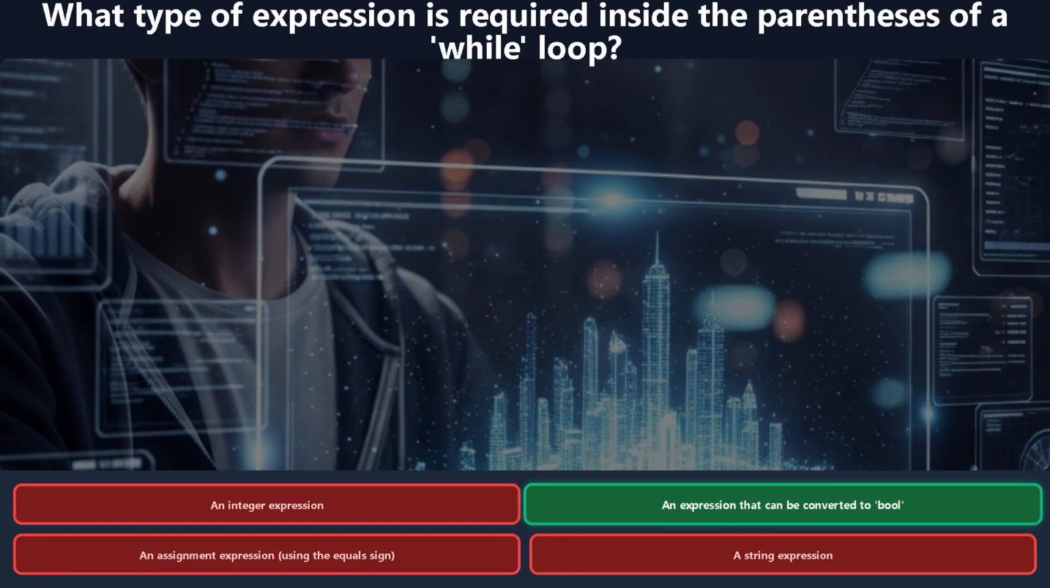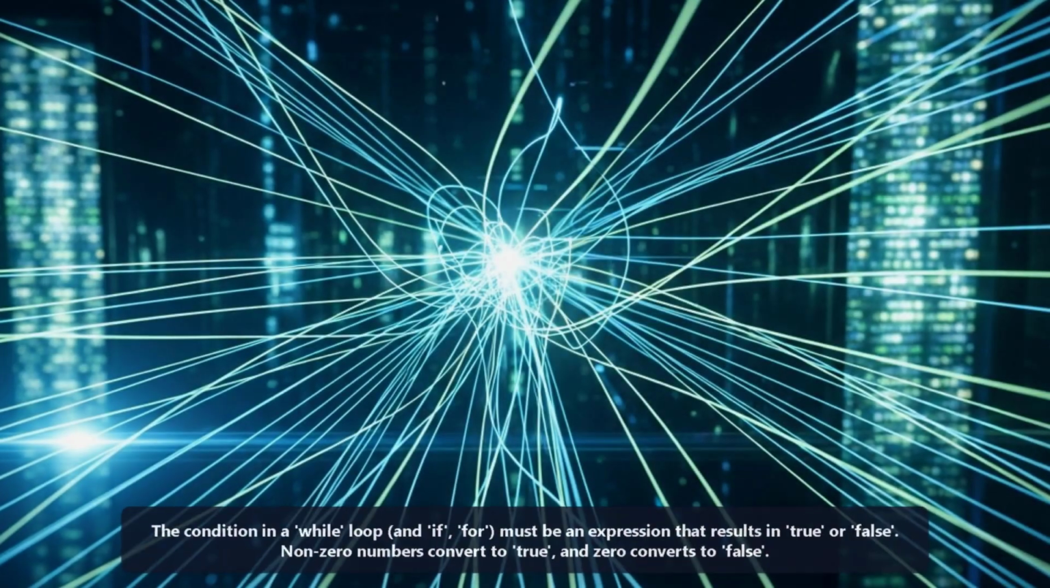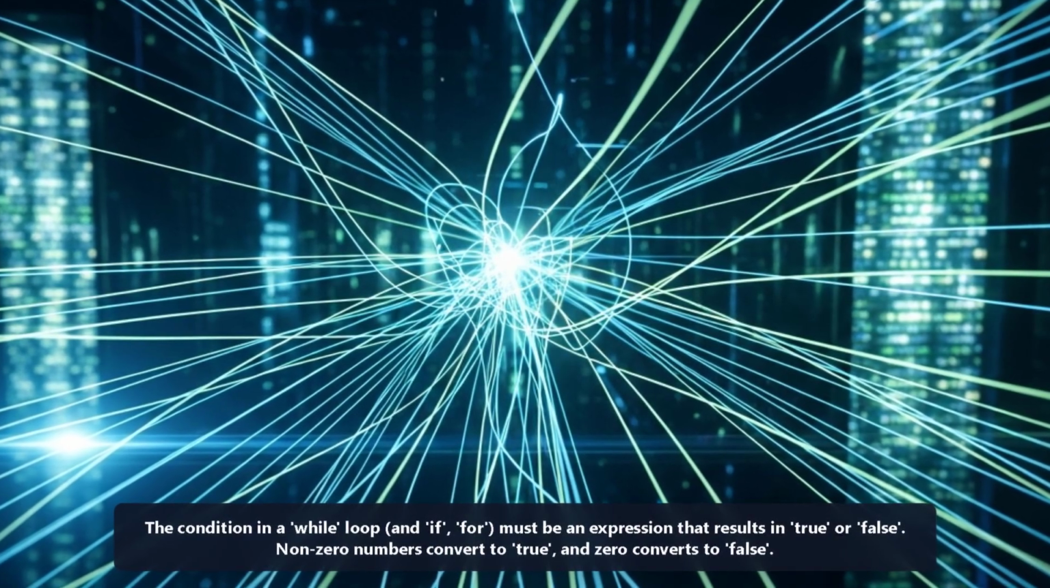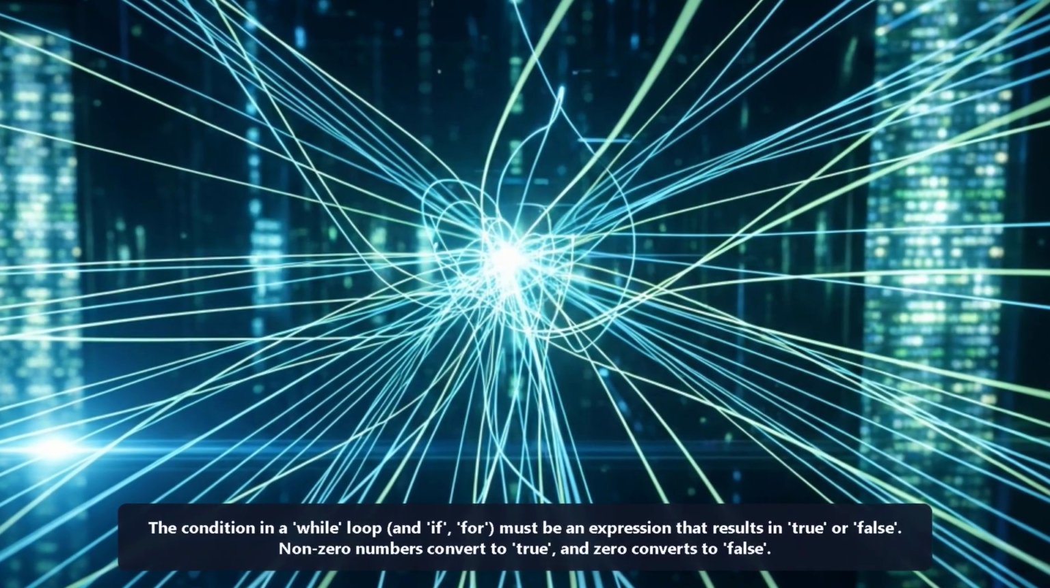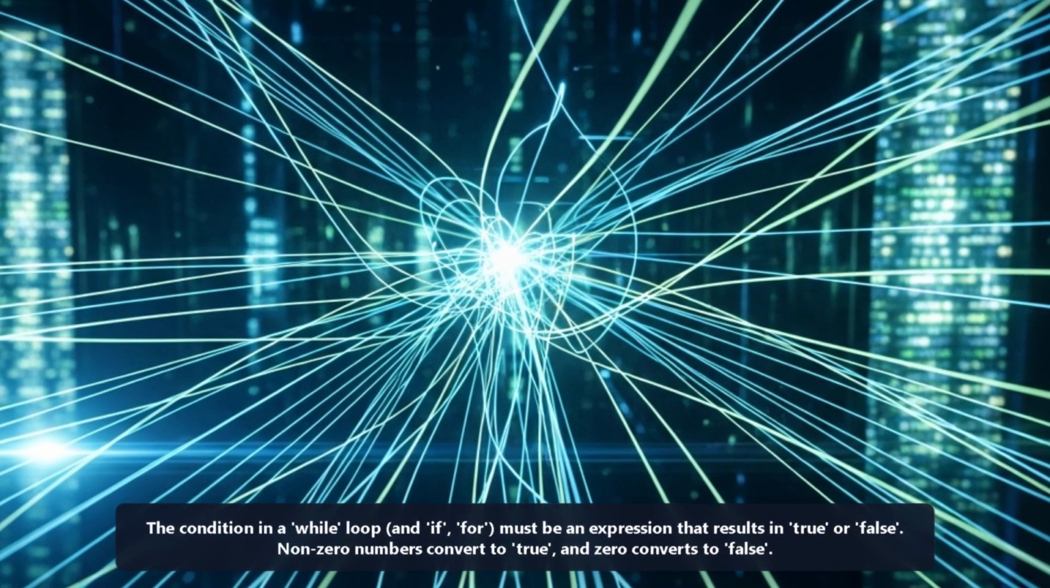An expression that can be converted to bool. The condition in a while loop, and in if and for, must be an expression that results in true or false. Non-zero numbers convert to true, and 0 converts to false.